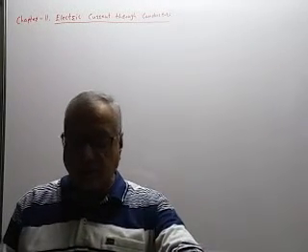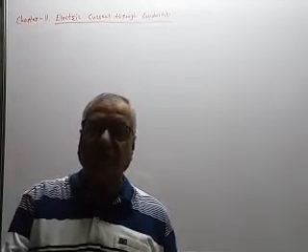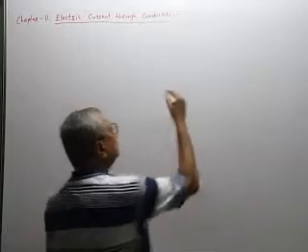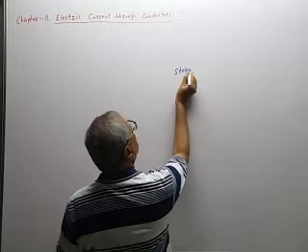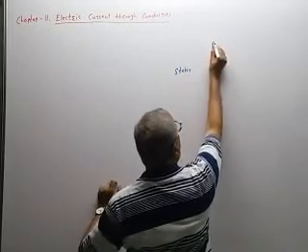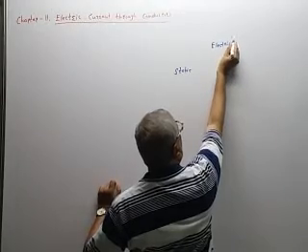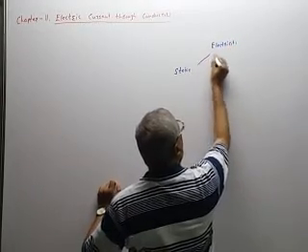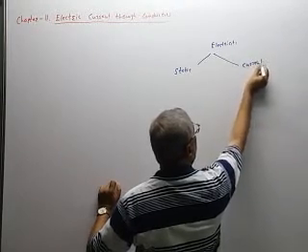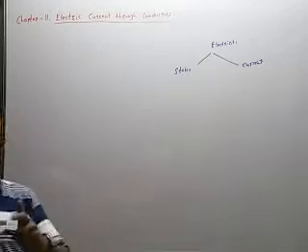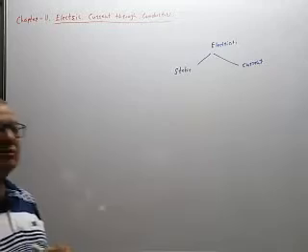In the last chapter, electrostatics, we have seen one type of electricity that is called static electricity. So electricity has two types. One is static electricity and the other is current electricity. We already know the difference between them.